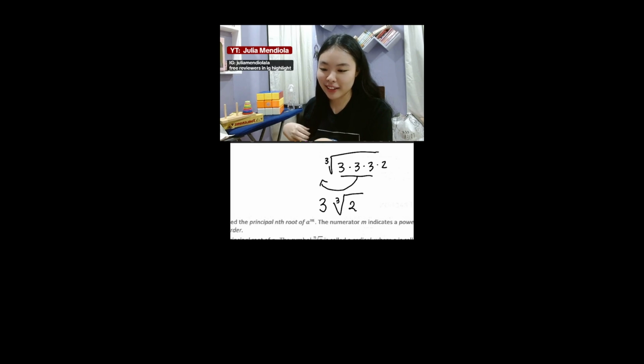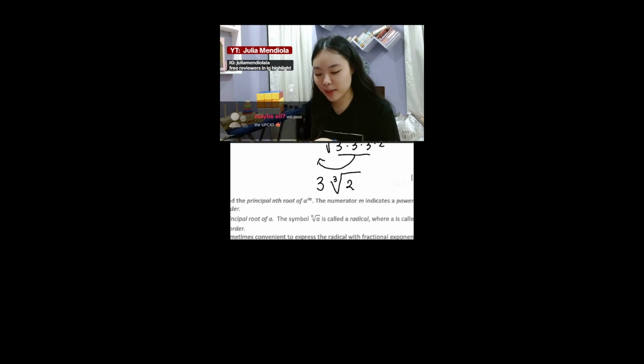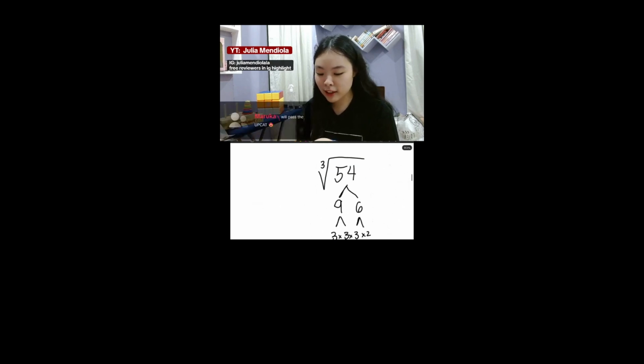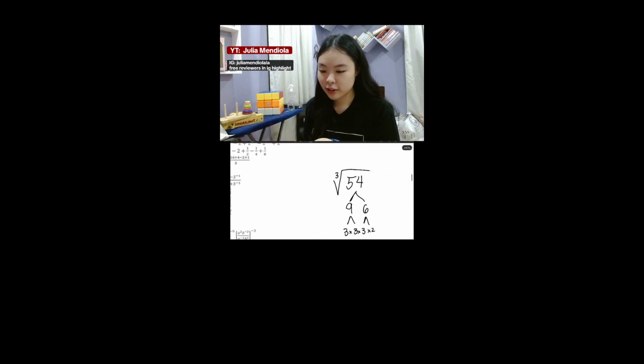Wholesome lang. That's what I meant. They're 3, yes. That's what we meant. Okay. Kasi sabi kanina, couple daw yung square root.